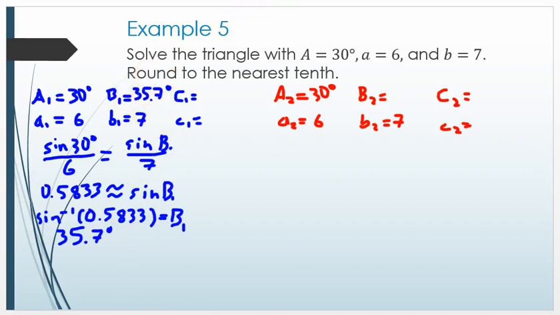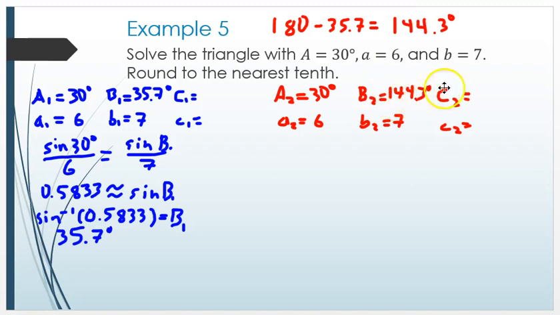To find angle B for the second triangle, we need to do 180 minus that number. So subtracting that number from 180 gave me 144.3 degrees. So that would be my second version of angle B, my second possible value for it. To see if I can make a triangle out of this, we want to do 30 plus 144.3, and you should get 174.3 out of that.